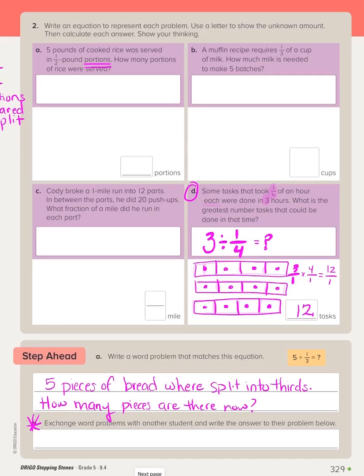All right, I hope that helps. I want you guys to make sure you do the step up and all of the twos. So A, B, and C. All right, have a great day, and then make sure you guys Class Dojo me if you need any help with any of these questions.